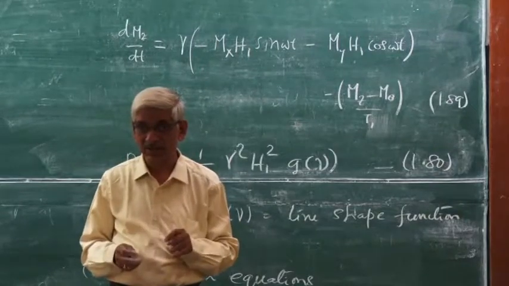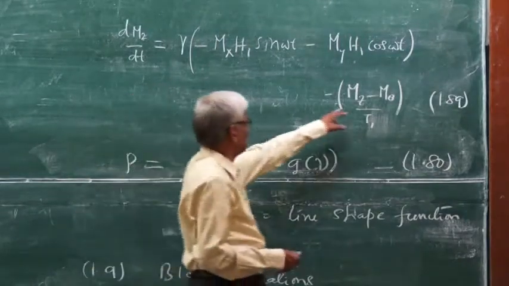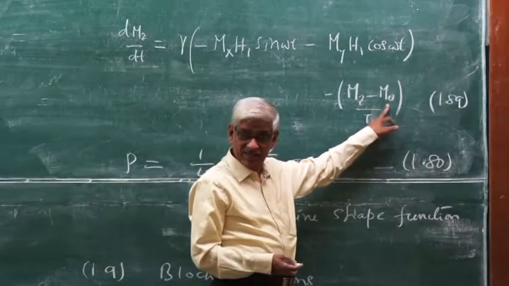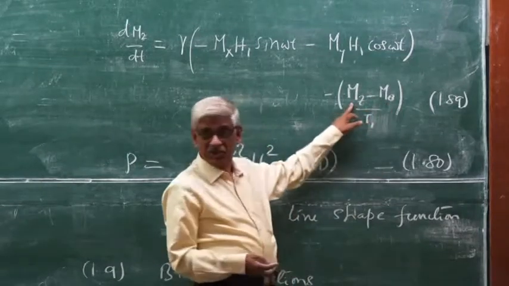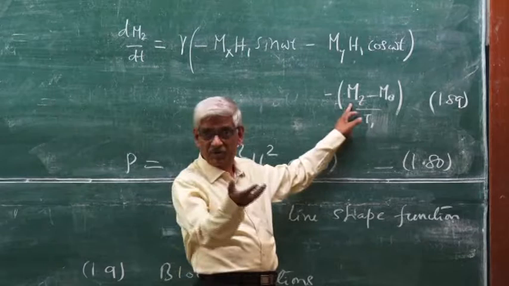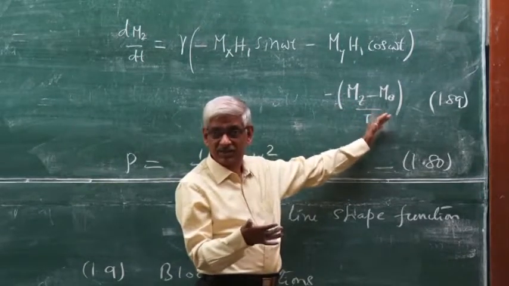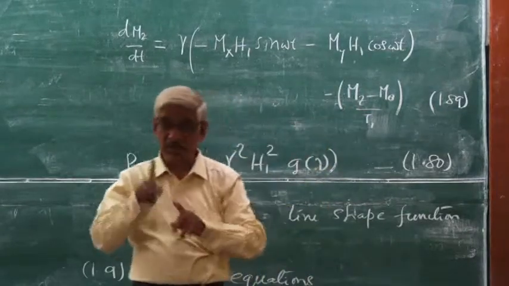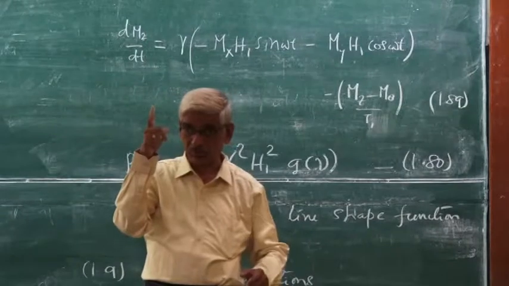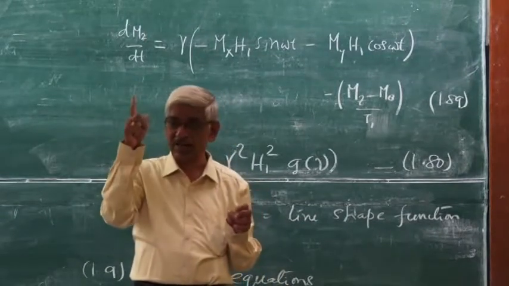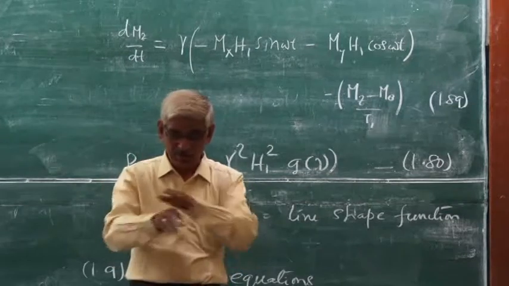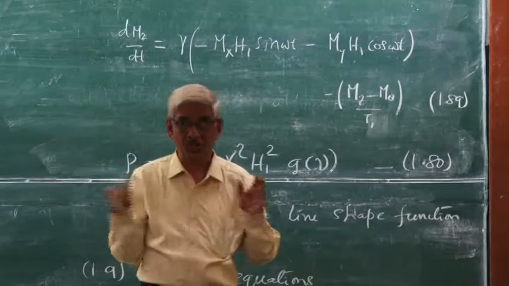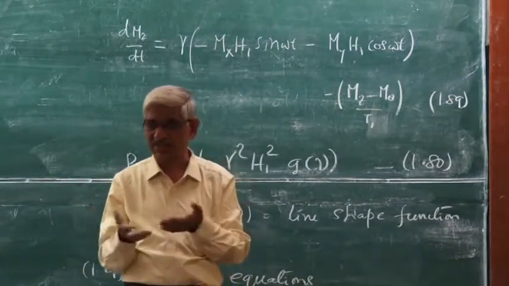Why will Mz relax? Mz is deviated from equilibrium. This M0 is the equilibrium magnetization along the z-axis. At any point in time, if Mz is different from M0, it will tend to go there. Along the z-axis at equilibrium, it is M0. At equilibrium, in the transverse plane, there is nothing. It is 0. X magnetization or Y magnetization in the transverse plane, there is nothing.